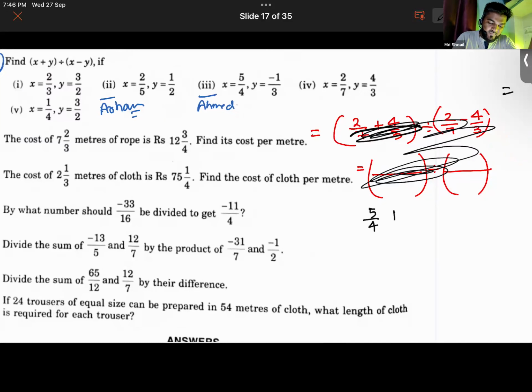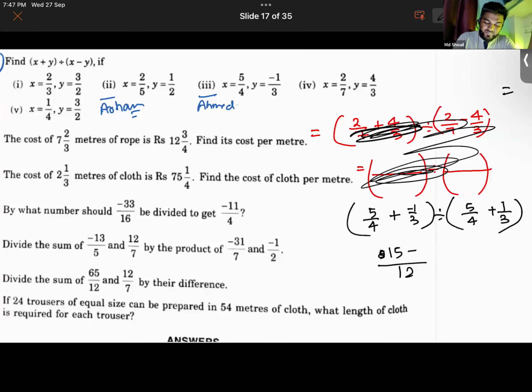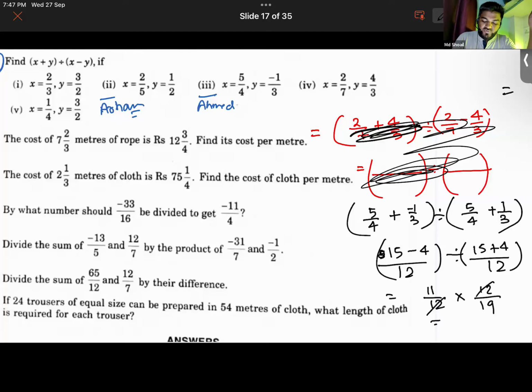5 upon 4 plus minus 1 upon 3 divided by 5 upon 4. Minus 1 upon 3, that will be plus 1 upon 3, right? Okay, so the LCM would be 2/15 minus 4 here divided by 2/15 plus 4 here. So it would be 11 upon 2/12 multiplied by 2/19. So the supposed value should be 11 upon 19 now, Ahmed.